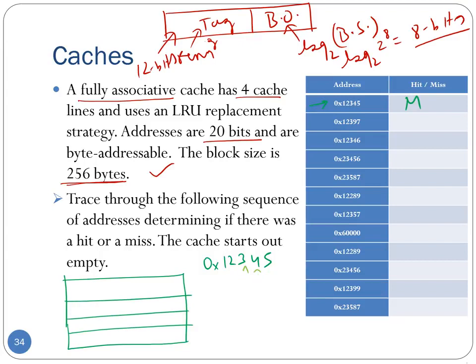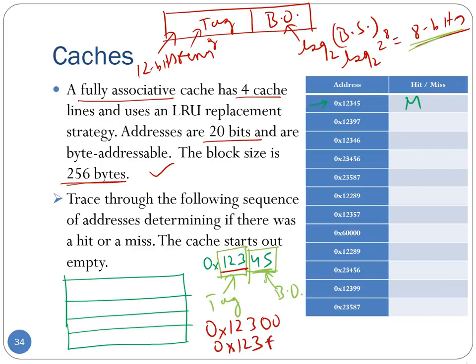So from the question we know that 8 bits is block offset, right? So basically these last 2 digits, this is your block offset, and these first 3 digits, this is your tag field. This is 12 bits, and these last 2 digits are 8 bits, right? So the tag is hexadecimal 1 2 3. Recall from our discussion, in a fully associative cache, whenever there is a miss, we will bring in everything that has this common tag, right? So the common tag hexadecimal 1 2 3 will belong to all the addresses in the range hexadecimal 12300 to hexadecimal 123FF.